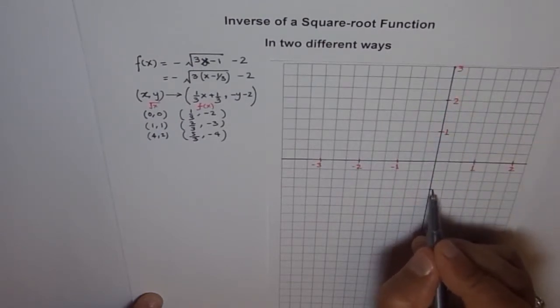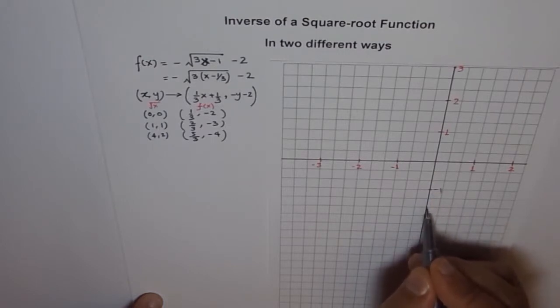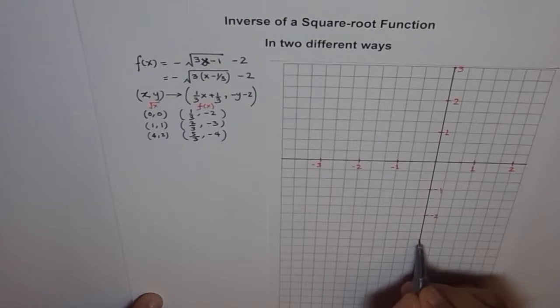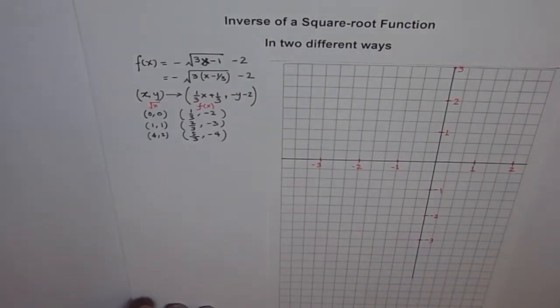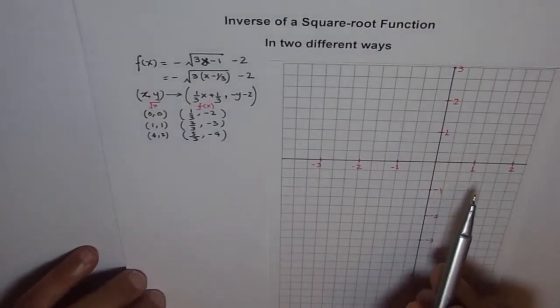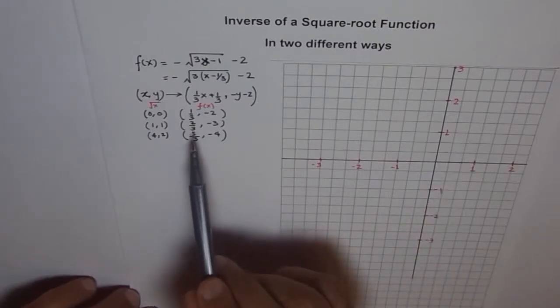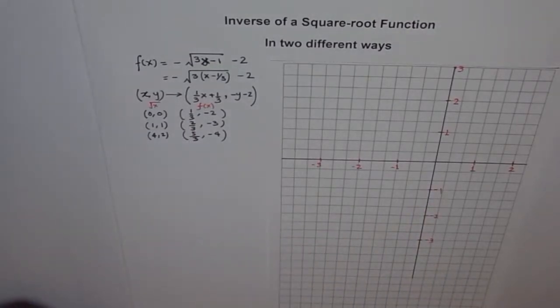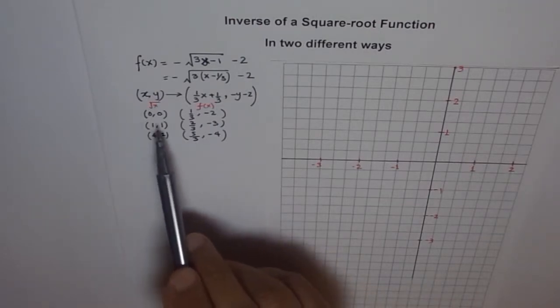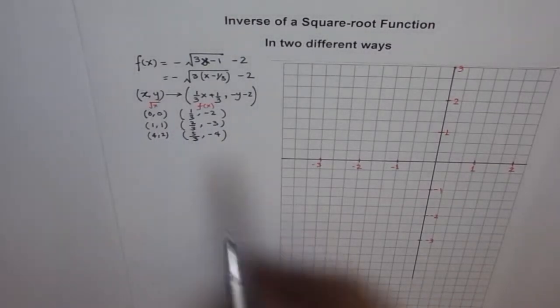Here, minus 1, minus 2, minus 3. So this is my coordinate system. You should appreciate how we have taken each small division as 1/3 so that we can accurately plot our points. Okay. Now the first point, 0, 0, gets transformed to 1 over 3, minus 2.